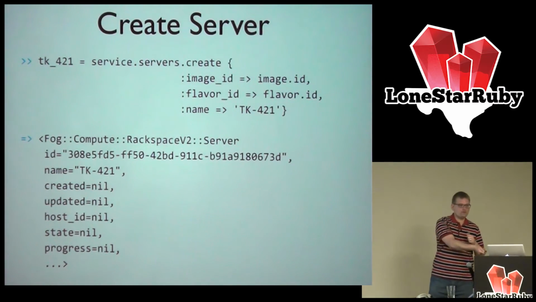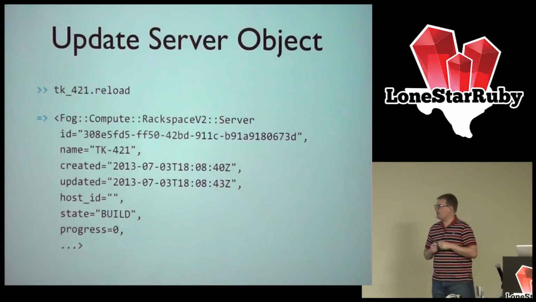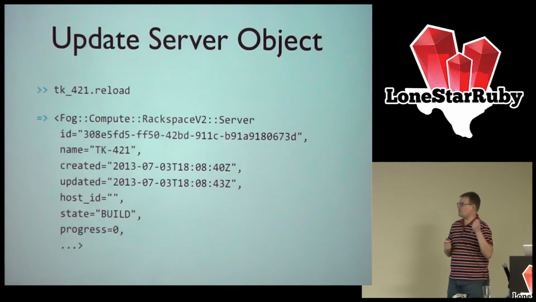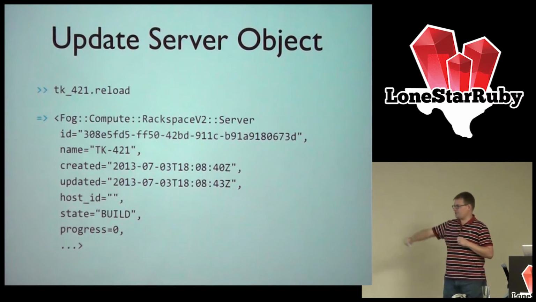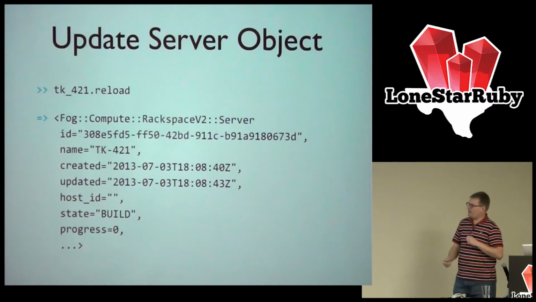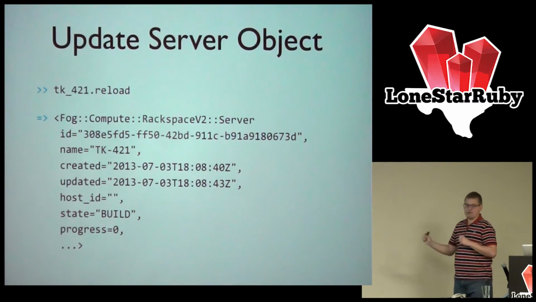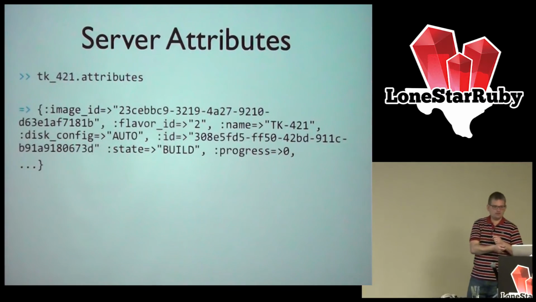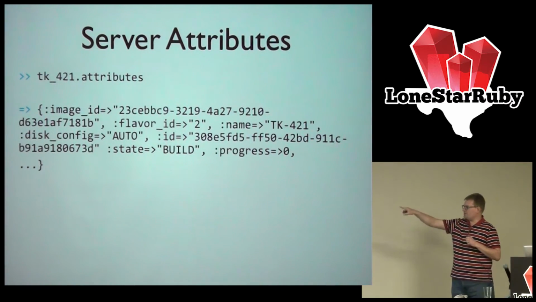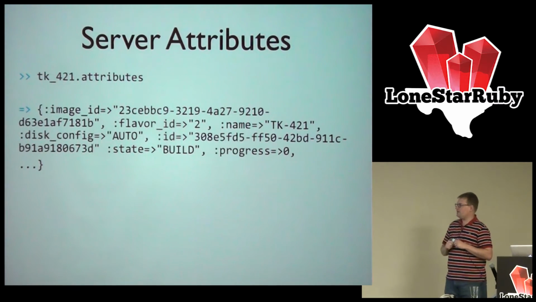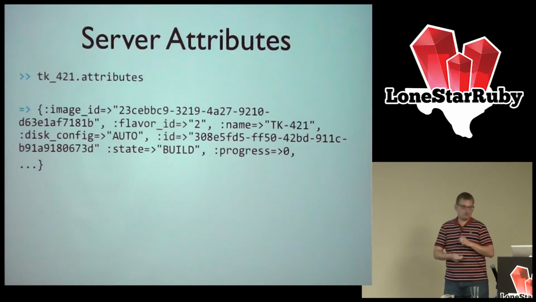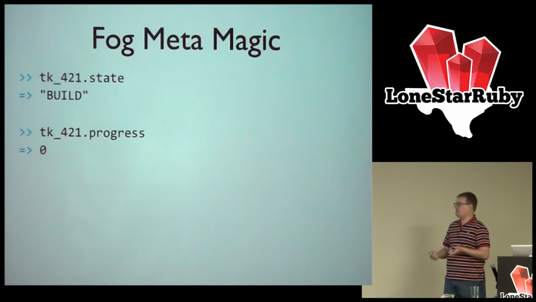So let's go ahead and reload it to get the latest state. So we're going to do tk_421.reload. And you can see some of these values have actually populated. And if we want to actually grab one of these attributes programmatically, we can do server.attributes. You can see this is going to spit out a hash full of our attributes. And Fog is also going to provide us a little bit of meta magic.